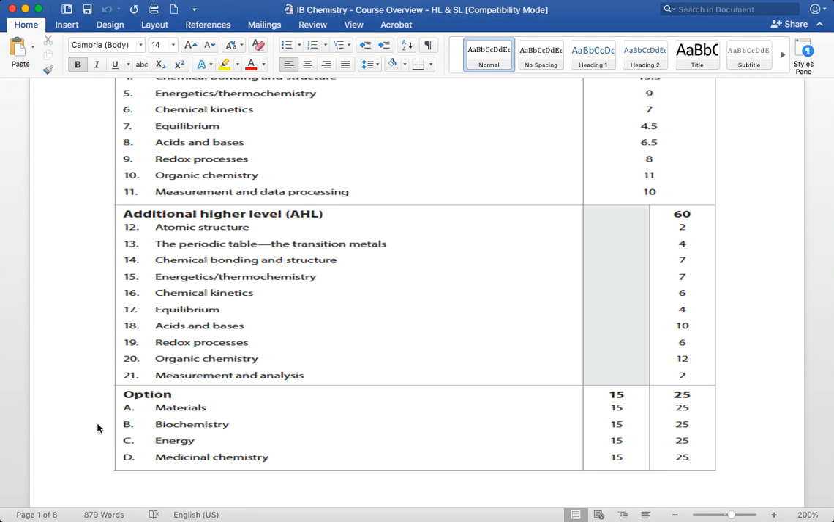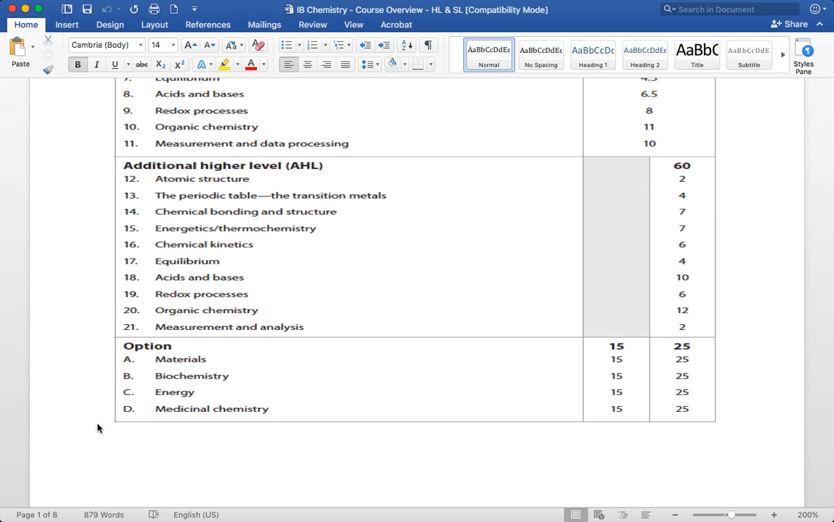Biochemistry is going to look at a lot of the important biological molecules, but a bit more on a chemistry level. So looking at proteins and lipids and carbohydrates and DNA. Energy is really all about different energy sources. So solar energy, nuclear energy, looking in depth at what happens when we get crude oil and how we refine that. So that's pretty relevant for today's world.